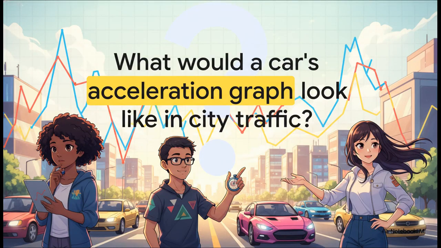And that really brings us to the next big question. We figured out that velocity is the rate of change of position. So what's the next step? Well, it's acceleration, which is the rate of change of velocity. Based on everything we've talked about today, what do you think that looks like for a car starting, stopping, and turning through a city? Something to chew on.